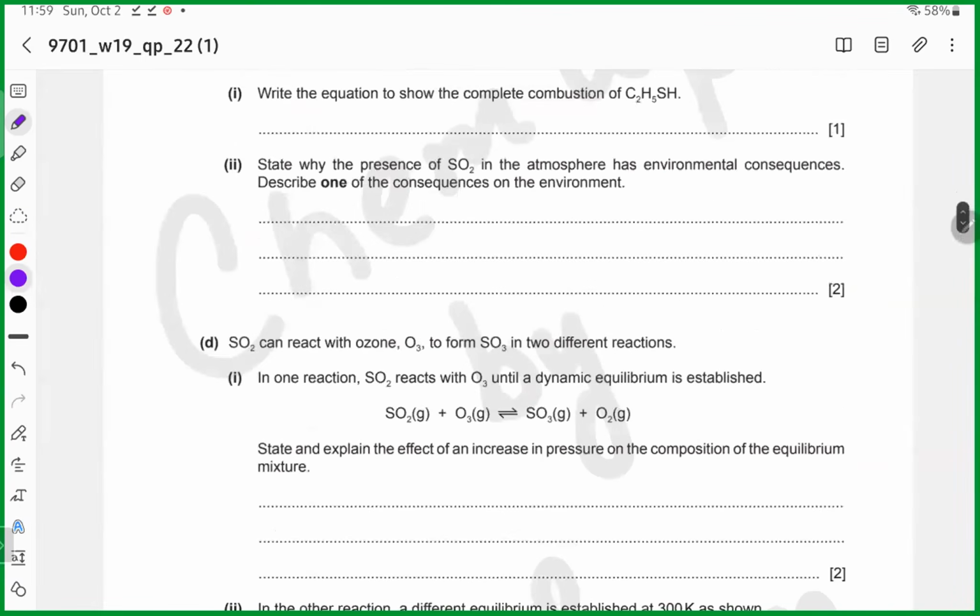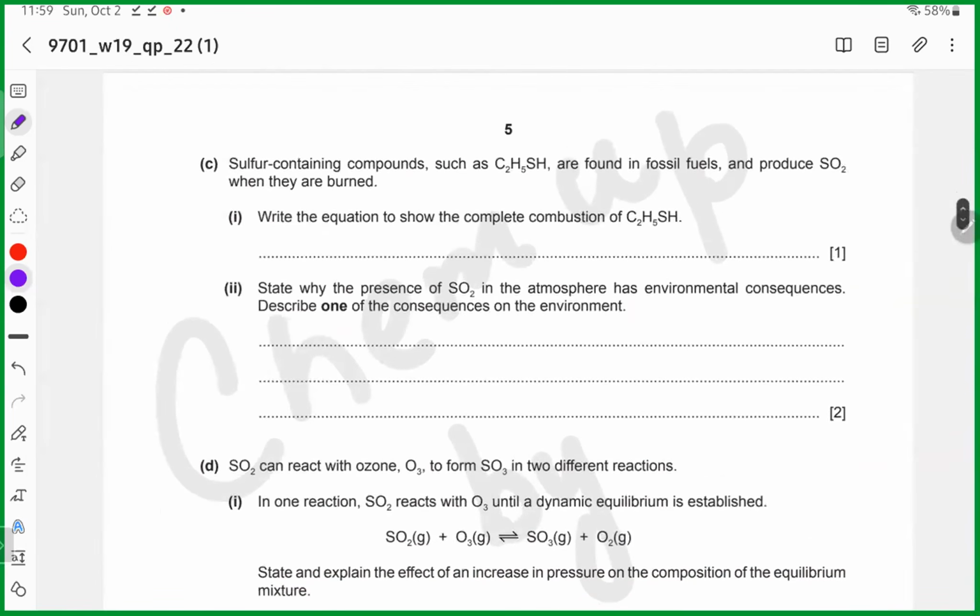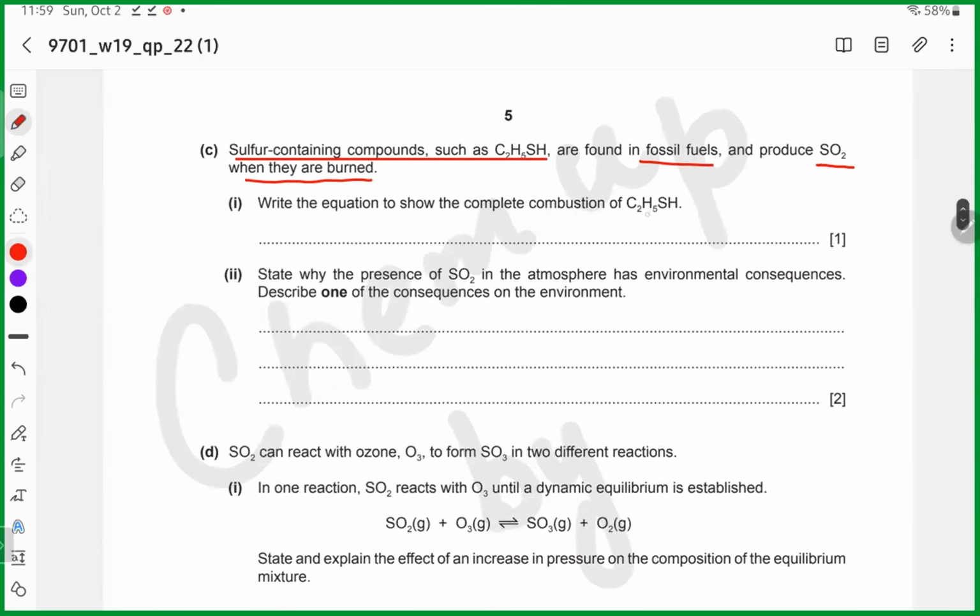Okay. Sulfur containing compounds such as C2H5SH are found in fossil fuels and produce SO2 when they are burned. Write an equation to show the complete combustion of C2H5SH.